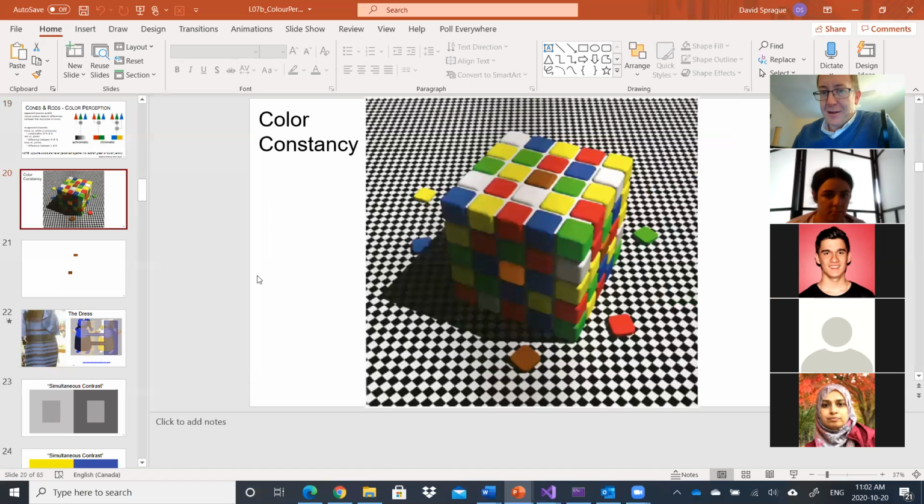And so we get things like this optical illusion where this right here is the exact same color as this right here, despite the fact they look radically different because we have color constancy.